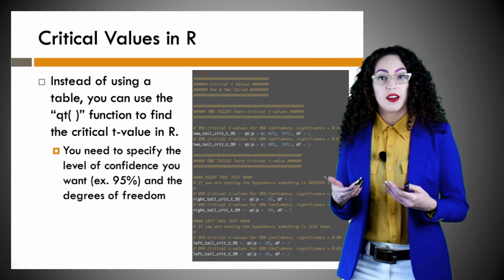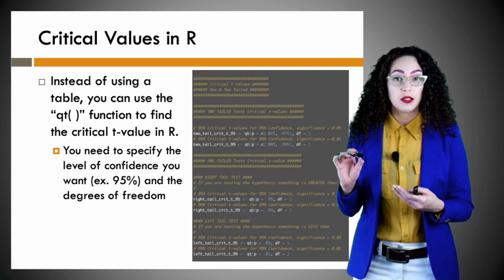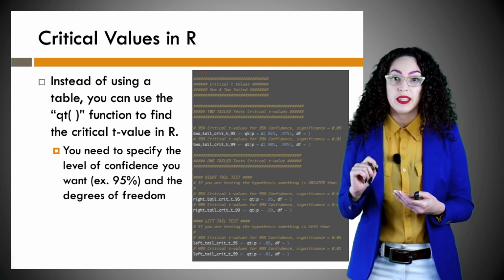You could also ask R to tell you the critical t-value associated with the right-sided test, so there's only going to be one, and that one's even easier.